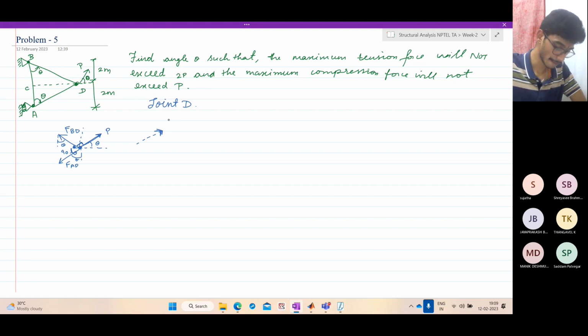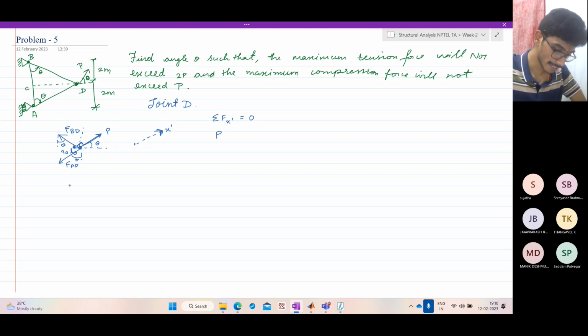What I get is, let me call this some x dash direction. So sigma Fx dash equal to 0. So what is the force that acts there? That is along P. One is P along the positive x dash. And this one, FAD, has a component along this.